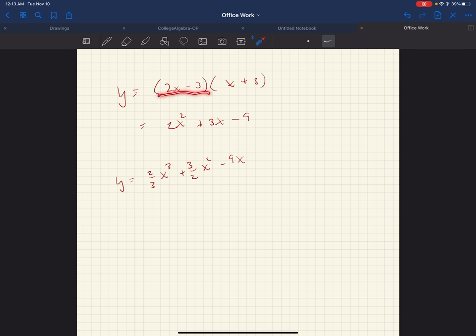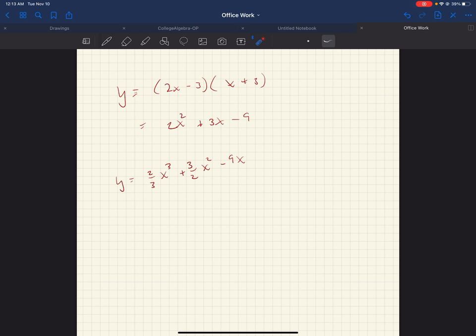You can see the zeros. If this was 0, add 3, divide by 2. So you would get 3 halves, which is 1.5. This is 0, we would get negative 3. So we have zeros of 1.5 and negative 3. So let's see how that works.